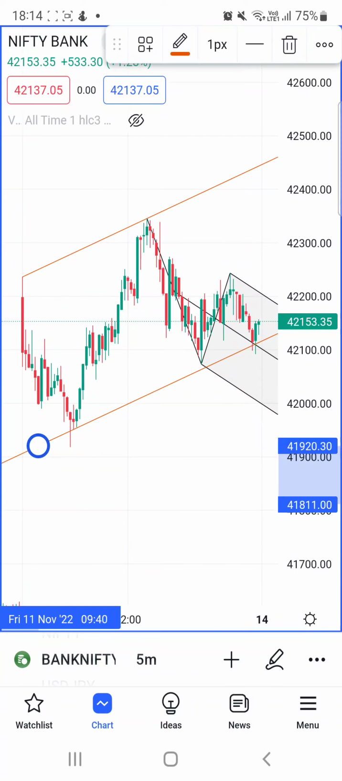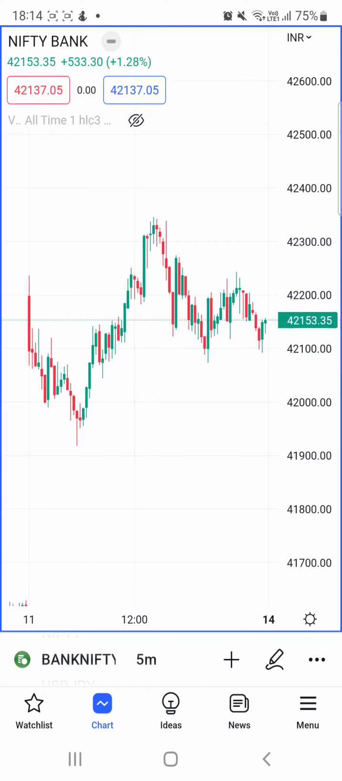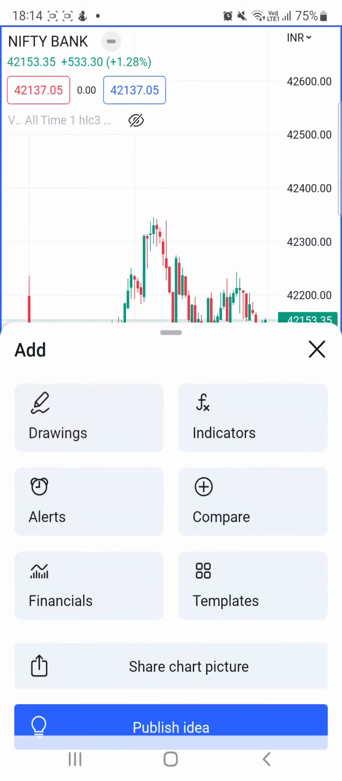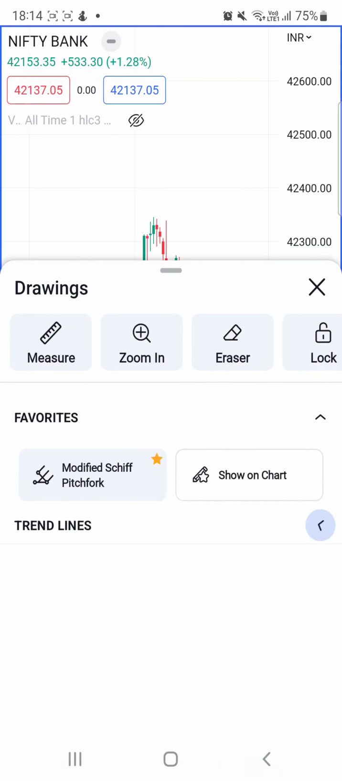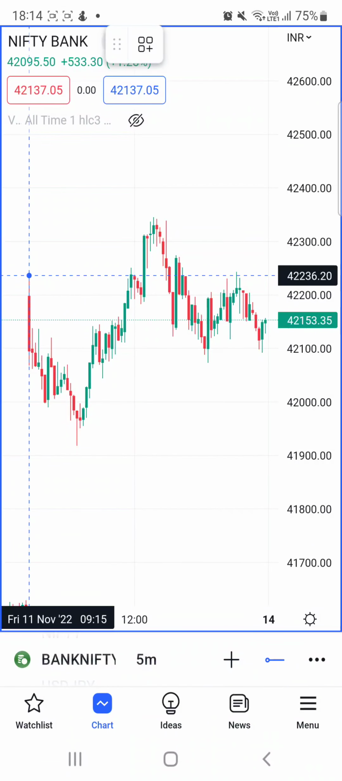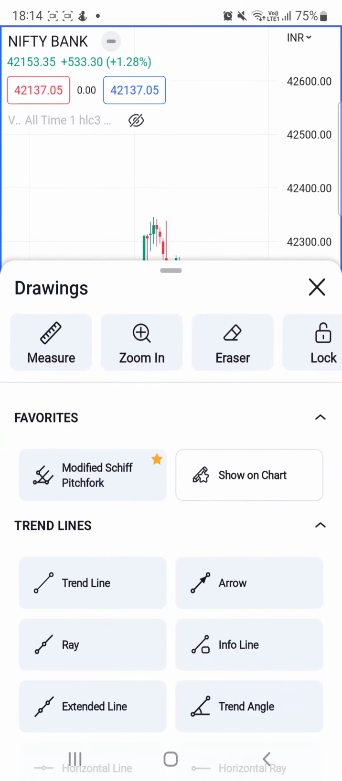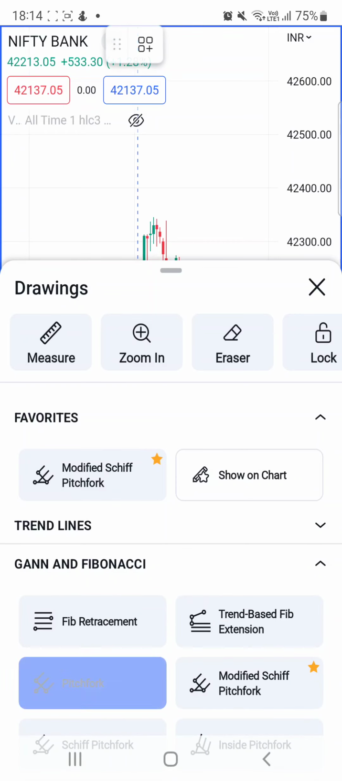Okay. Now I'm going to draw another set of lines which will give you an entirely different perception. Now I draw a horizontal line at the next lowest high, if not the latest high, and I also draw a pitchfork between the latest highs and lows.